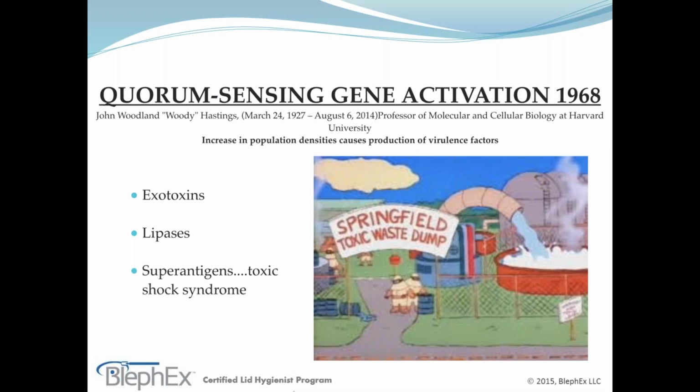We don't have as much food sources as we used to. So we're going to start chemically communicating with each other saying, hey, we've got a problem. We need to do something. And we're producing these toxins which break down food sources and allow us to expand and survive.